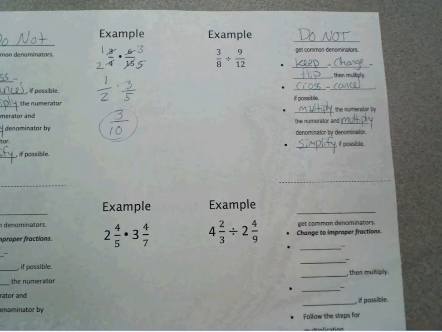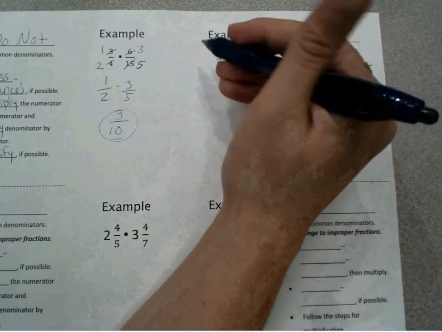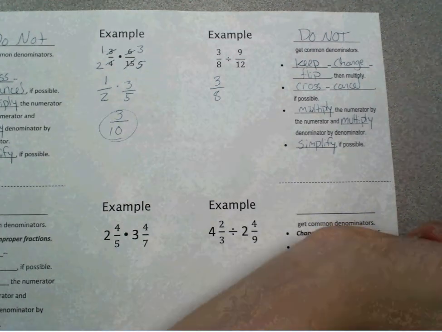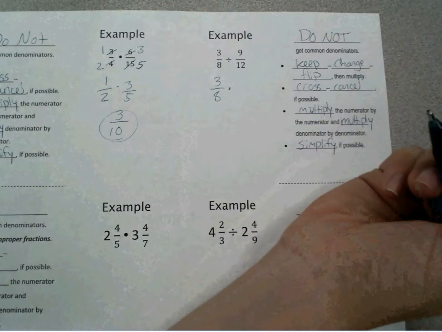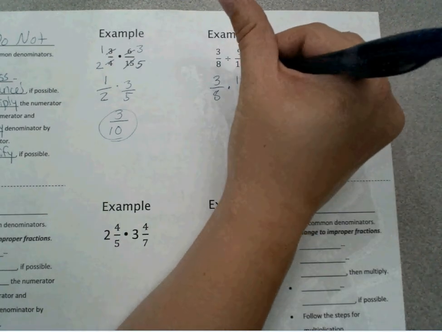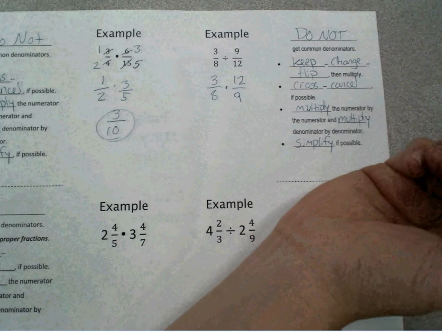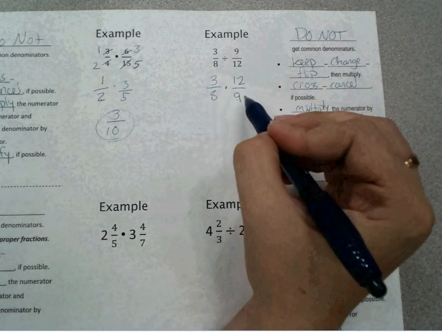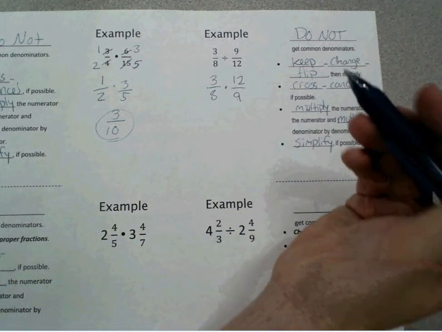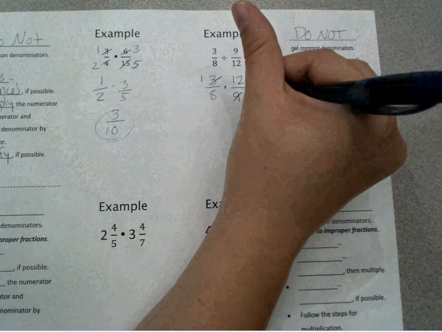So if we look at this, what it means by keep, change, flip. So you're going to keep the first fraction the same, 3/8. You're going to change division to multiplication. And then you're going to flip. 9/12 is going to turn into 12 over 9. And then just multiply like before. I like to cross cancel, so we're going to do that. So if you look diagonally, 3 and 9, they can both be divided by 3. So 3 divided by 3 is 1. 9 divided by 3 is 3.